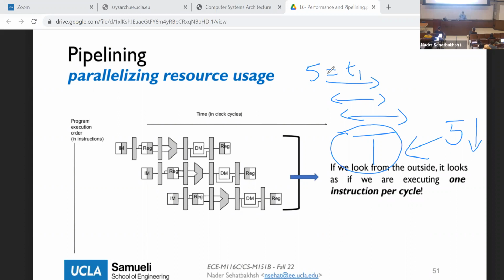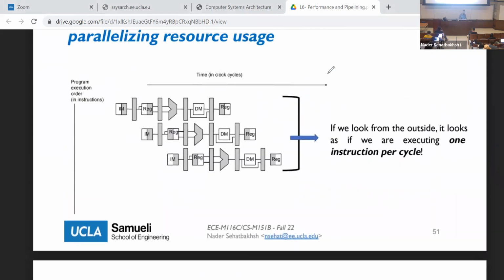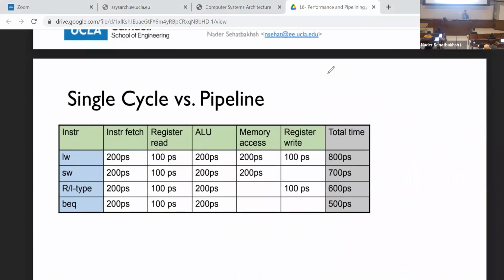So now let's actually get into the details of that. Before that, to just give you an overview of how the timing actually works, I have a table for you to compare real values for single cycle with pipelining. I'm showing you here 4 different instructions: load, store, R-type, and branch equal.